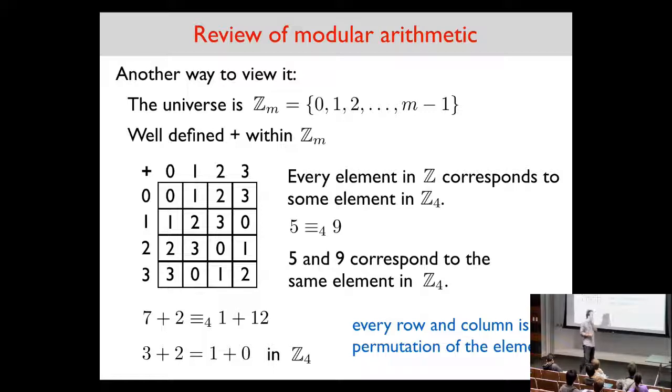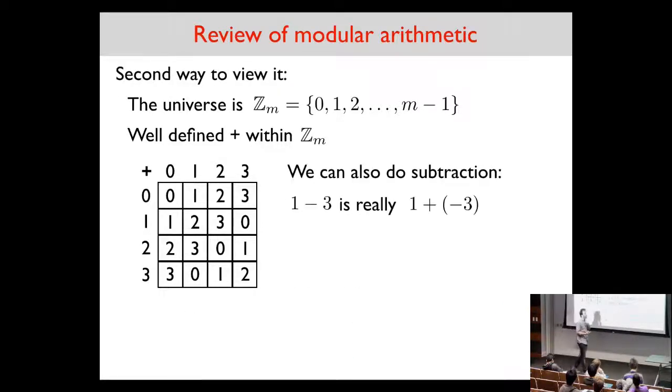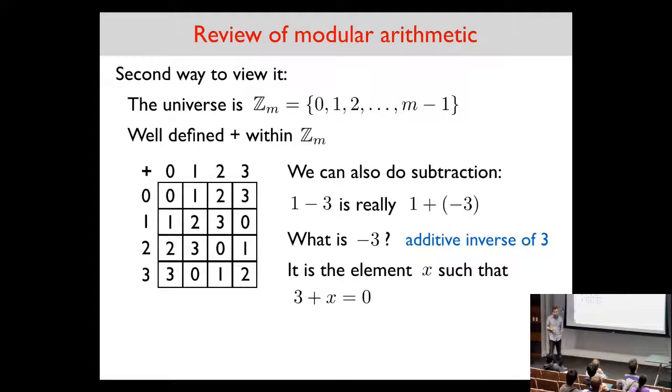Okay, and you look at this table, you see that it's quite nice. Every row and column is a permutation of the elements. So you could also do subtraction, for example. When we do 1 minus 3, what do we really mean? We mean 1 plus minus 3. But then what is the meaning of minus 3? Well, minus 3 is just the additive inverse of 3, right?